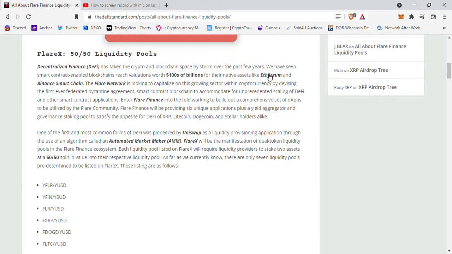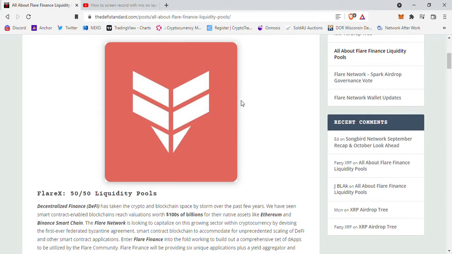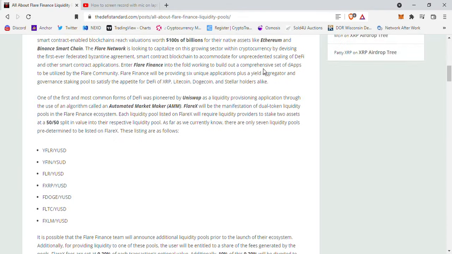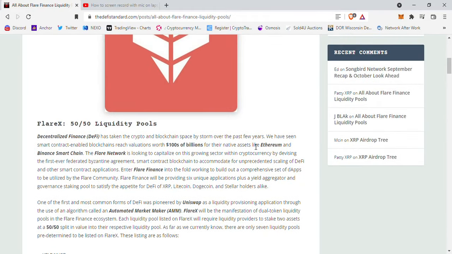and that's where I will be walking you through some of the details of these 50/50 liquidity pools that we will see in the beginning of Flare Finance launching, FlareX and Flare Farm. So let's get right into it.